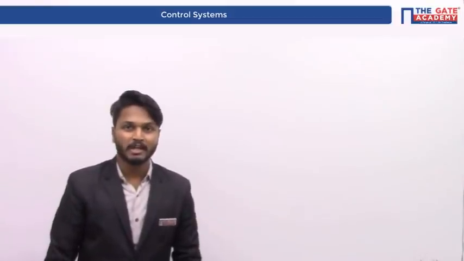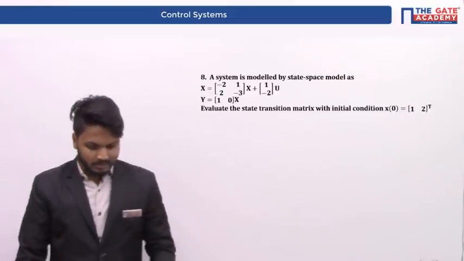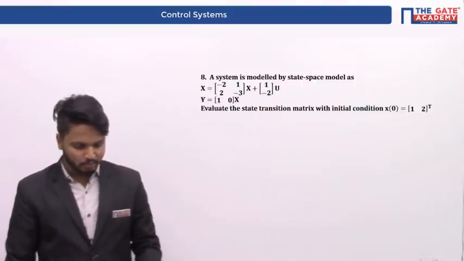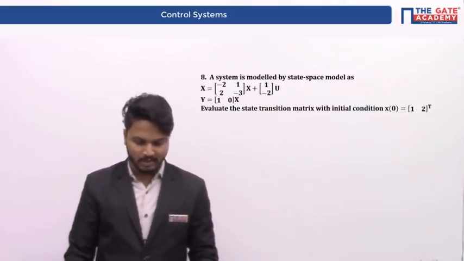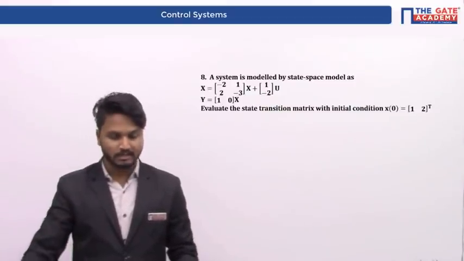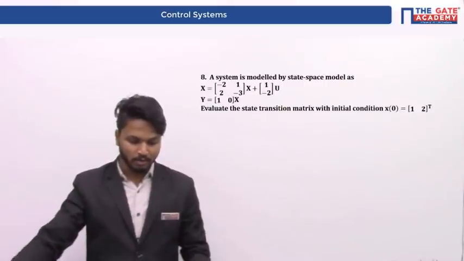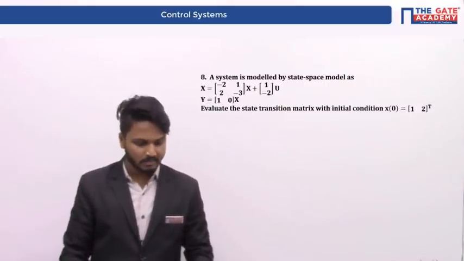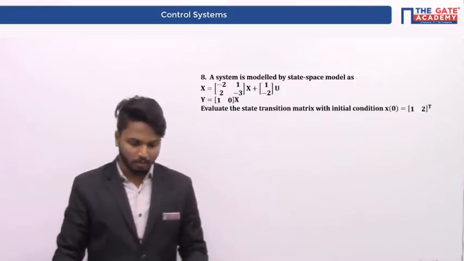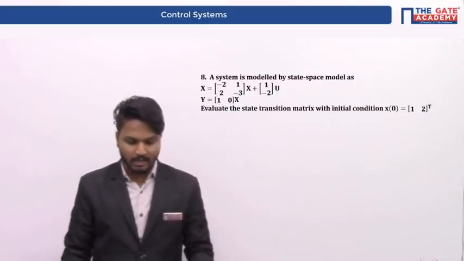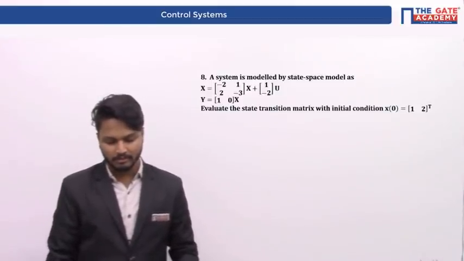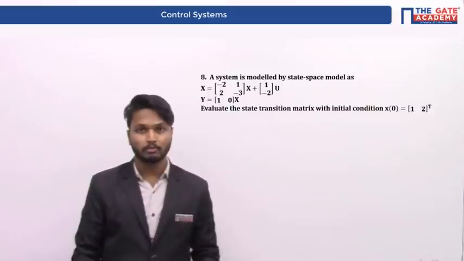So question number 8 is like this. A system is modeled by a state space model as x dot is equal to [-2, 1; 2, -3] times x plus the column vector [1, -2] multiplied by u, and y is equal to the row matrix [1, 0] multiplied by x. Evaluate the state transition matrix with initial condition x of 0 is equal to [1, 2] transpose.